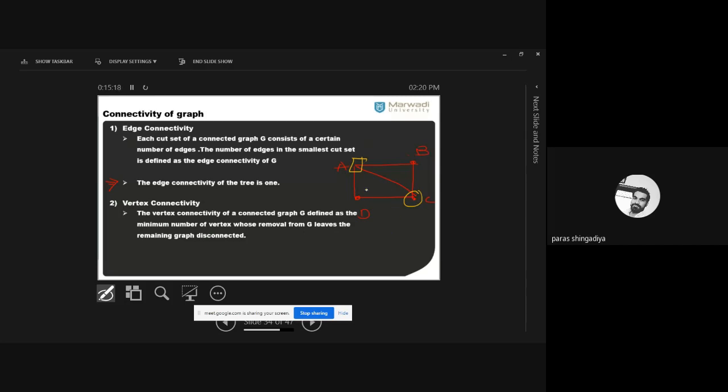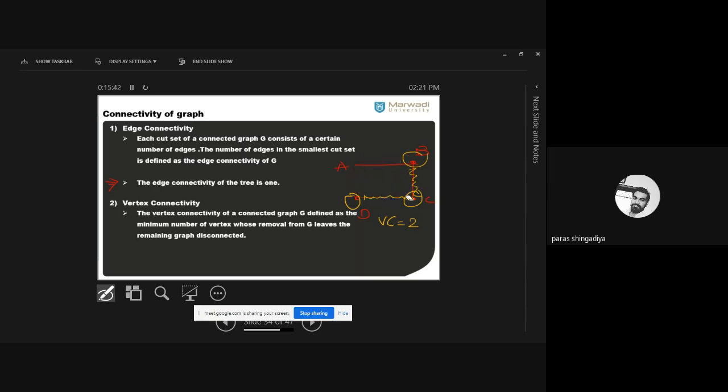Delete A and C. So when we delete A and C, all the edges will be deleted. Only D will be remaining and B will be remaining. So these are the two disconnected parts of the graph. So the vertex connectivity of this graph will be 2. Clear? And let's modify the graph again.